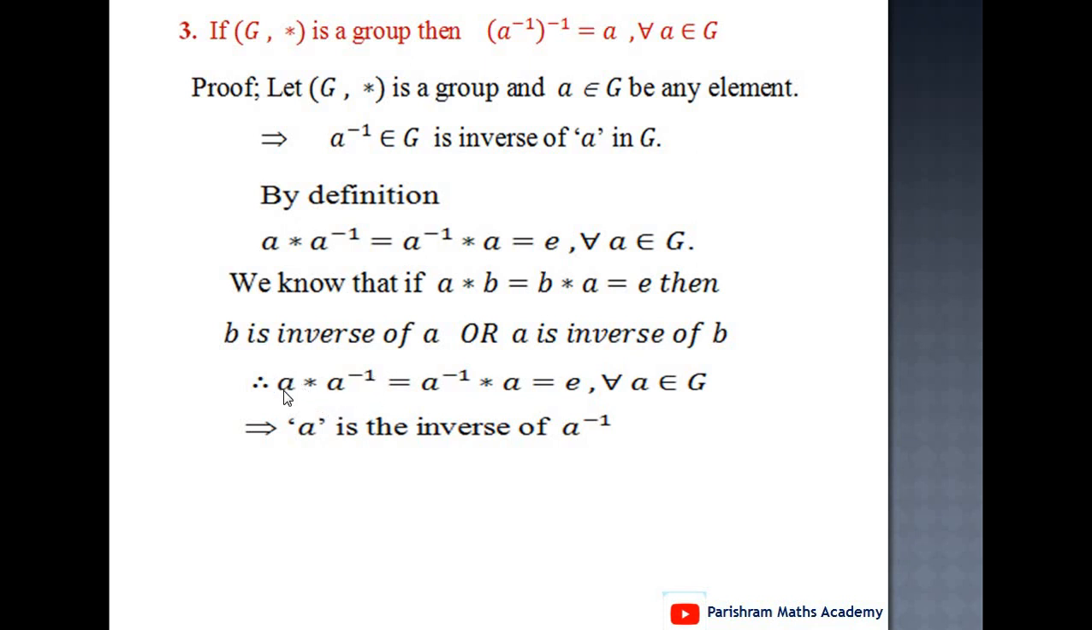this first element is the inverse of the second element, that is, A is the inverse of A inverse. Inverse of A inverse, it means A inverse, bracket inverse, equals A for all A belongs to G. This is the third property of the group.